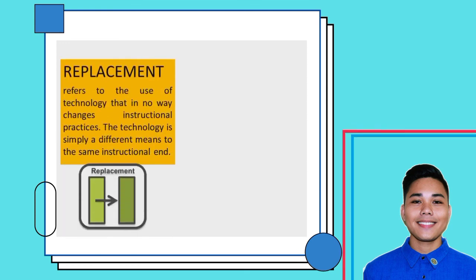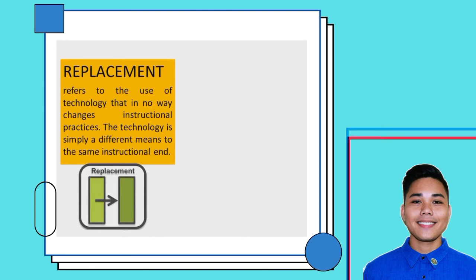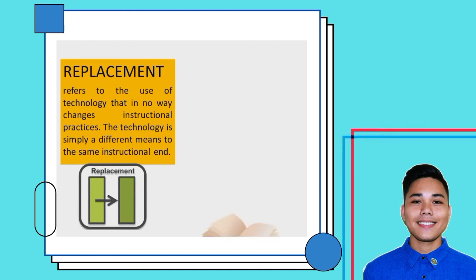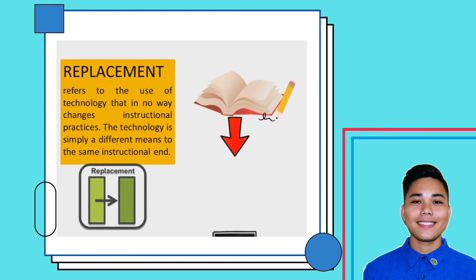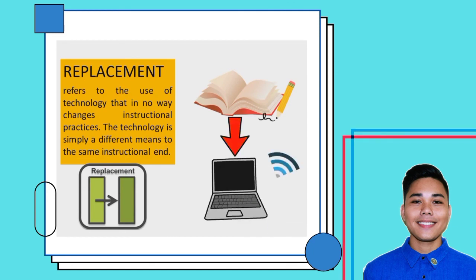Replacement. Replacement refers to the use of technology that in no way changes instructional practices. The technology is simply a different means to the same instructional end. Take a look at the example. The traditional learning is replaced with the new mode. However, the content is still the same. Instead of using books as a learning material, the use of technology like a laptop replaced the modality.